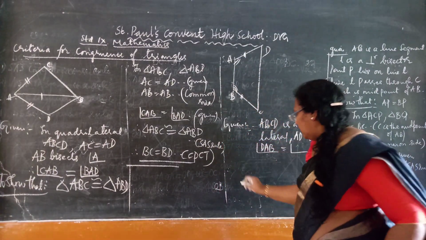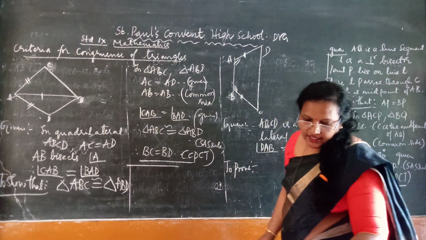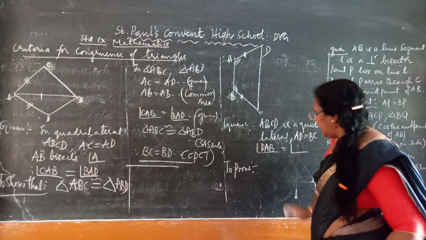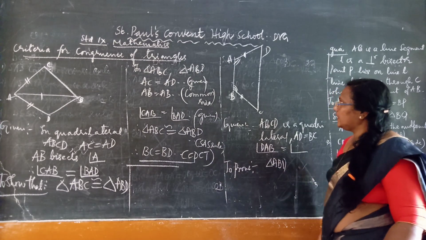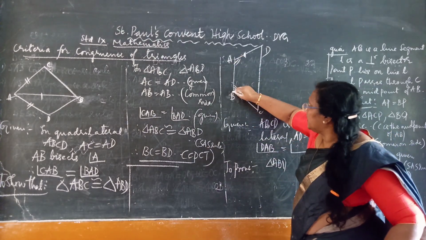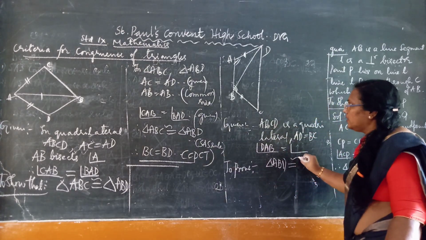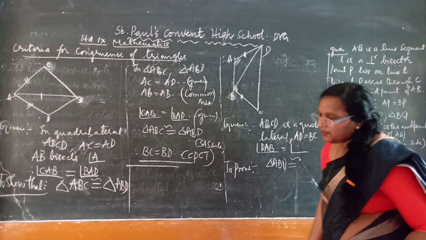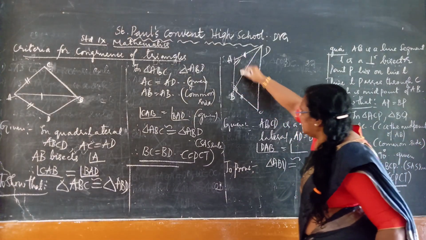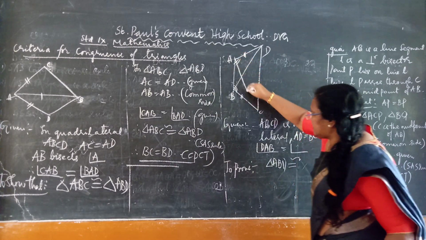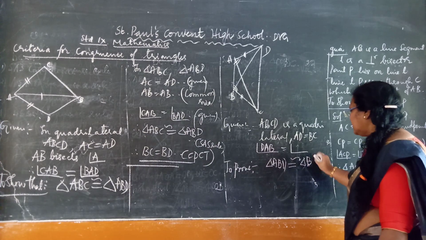What do we have to prove? To prove, you can see three things we are supposed to prove. Triangle ABD. Which is the triangle ABD you see? ABD, this is the triangle. Triangle ABD is congruent to triangle BAC. Then I am supposed to join like this. Correct? So it is congruent to triangle BAC.